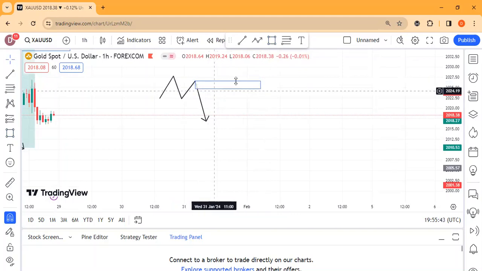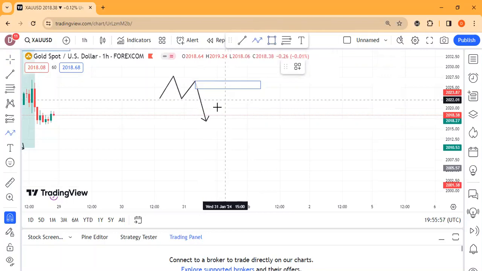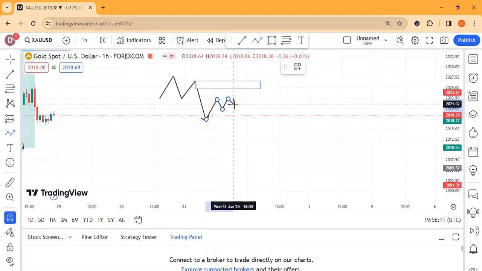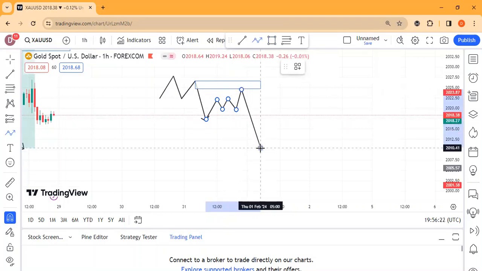You will mark your supply zone on the 1 hour time frame. Once you have your area of supply like this, you want to wait for price to come back. Before the price comes down, price might want to create a liquidity below the supply, liquidate, and come back to this zone before coming down.